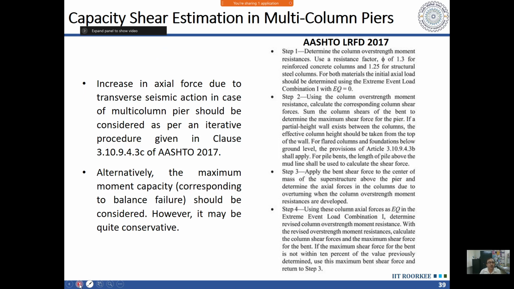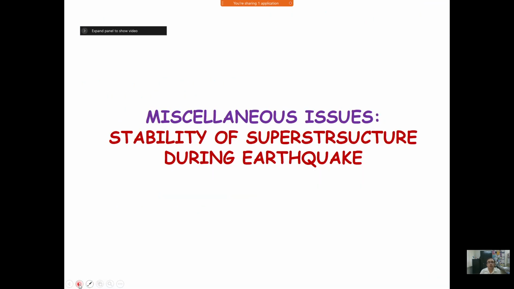Okay, so this is from ASTO. These steps are given in ASTO. I will be sharing the PDF of this PPT in any case, so you can go through that.